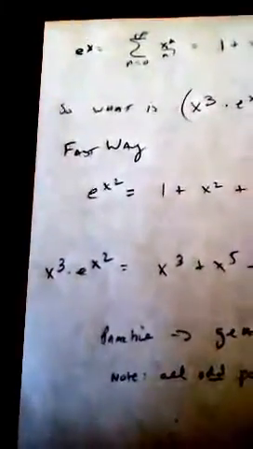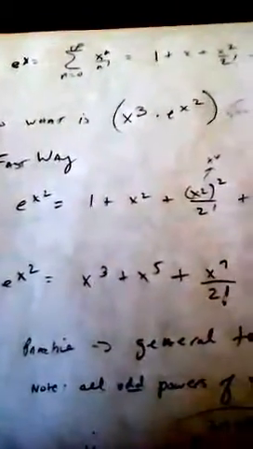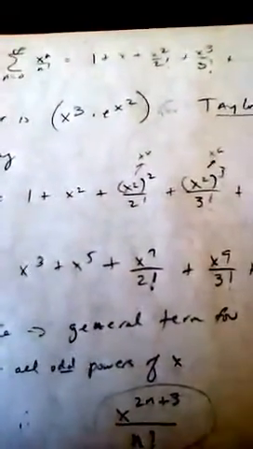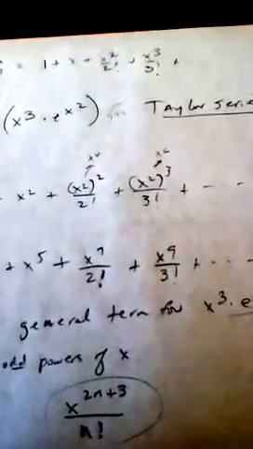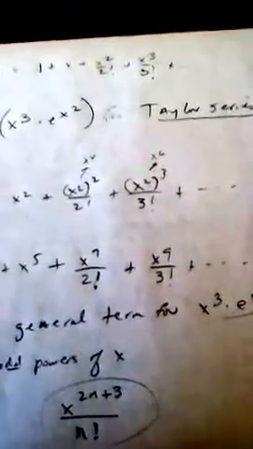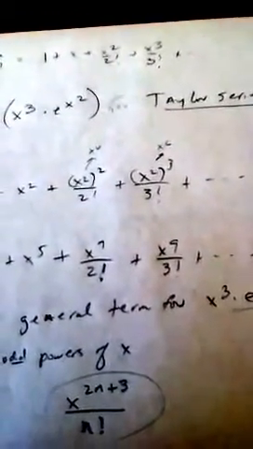And then if I want to multiply by x cubed, each one of these terms would just be multiplied by that, and I'd end up with x cubed plus x to the 5th plus x to the 7th over 2 factorial plus x to the 9th over 3 factorial, etc.